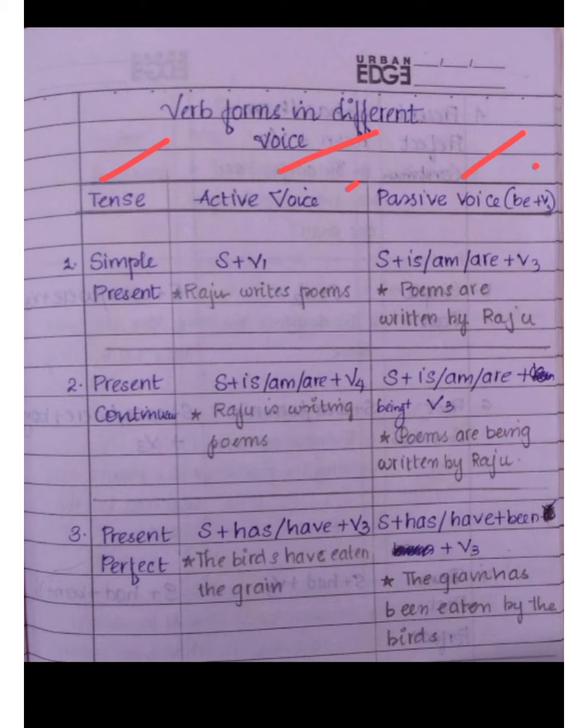So first, if the sentence is in simple present tense, the active voice will be in the structure of subject plus verb, that is the first form of the verb or base form of the verb, and the passive in that case will be like subject plus is or am or are plus third form of the verb.